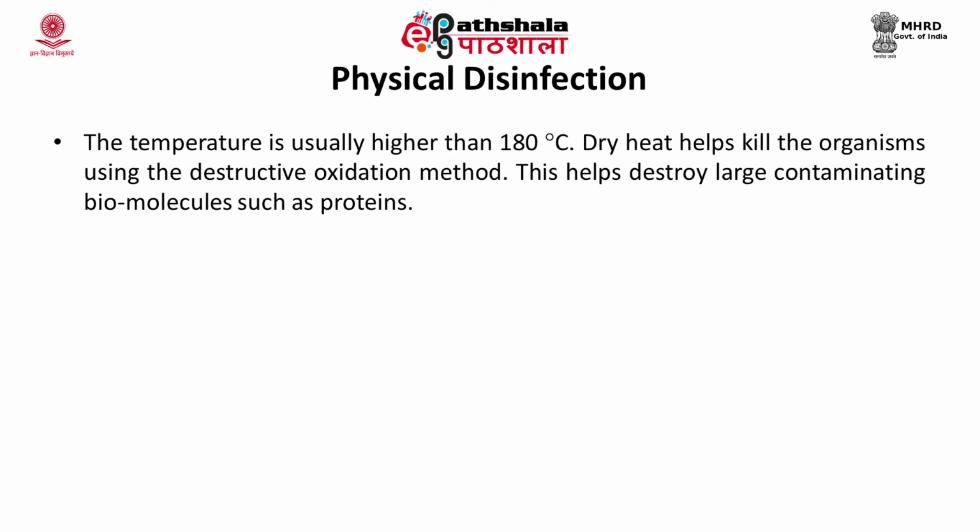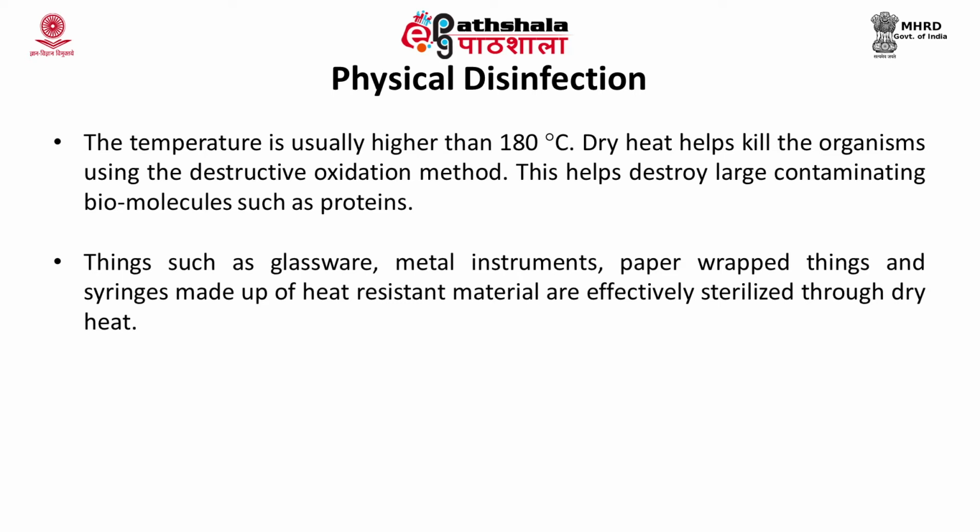Dry heat helps in killing organisms using the destructive oxidation method. The essential cell constituents are destroyed by the heat treatment and therefore the microbial cell or organism dies. The temperature is maintained for almost an hour to kill the most resistant spores. Laboratory items such as glassware, metal instruments, paper wrapped things and syringes made of heat resistant material are effectively sterilized through dry heat.